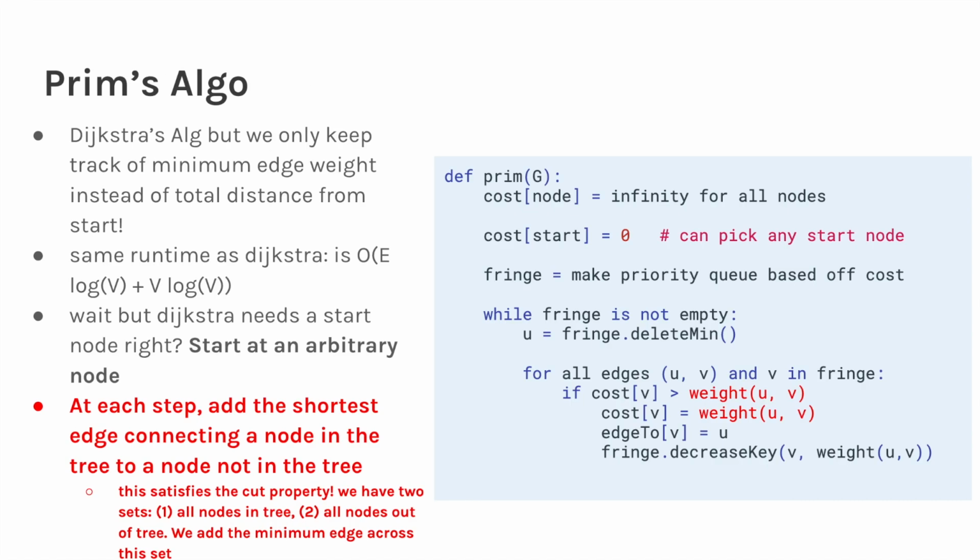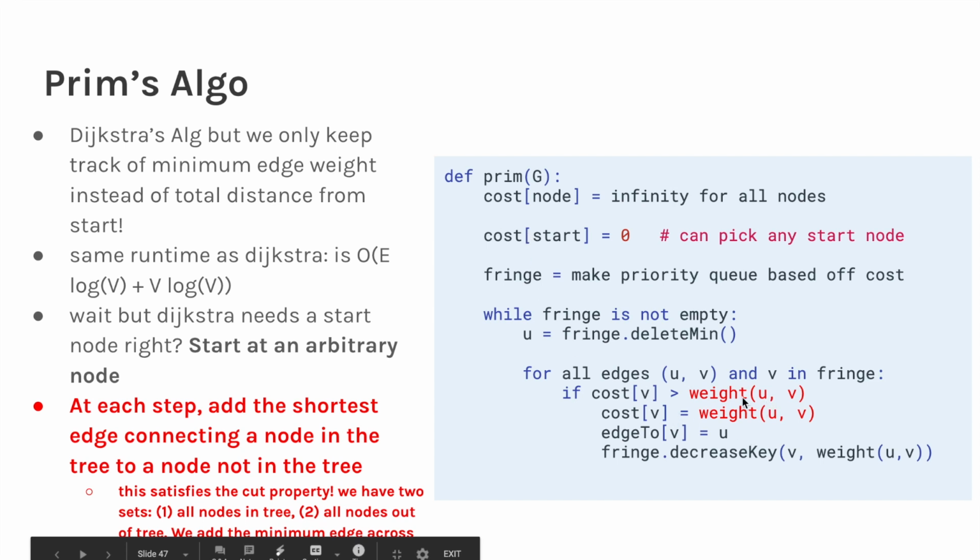Now we're going to go into Prim's algorithm, which is another approach for constructing minimum spanning trees. The cool thing about Prim's is it's essentially exactly the same as Dijkstra's. So if you understand Dijkstra's, you'll understand Prim's. The only difference is with Dijkstra's, we kept track of the distances, the total minimum distance from the start node, whereas with Prim's, we're going to keep track of just the minimum edge weight. So what does that mean?